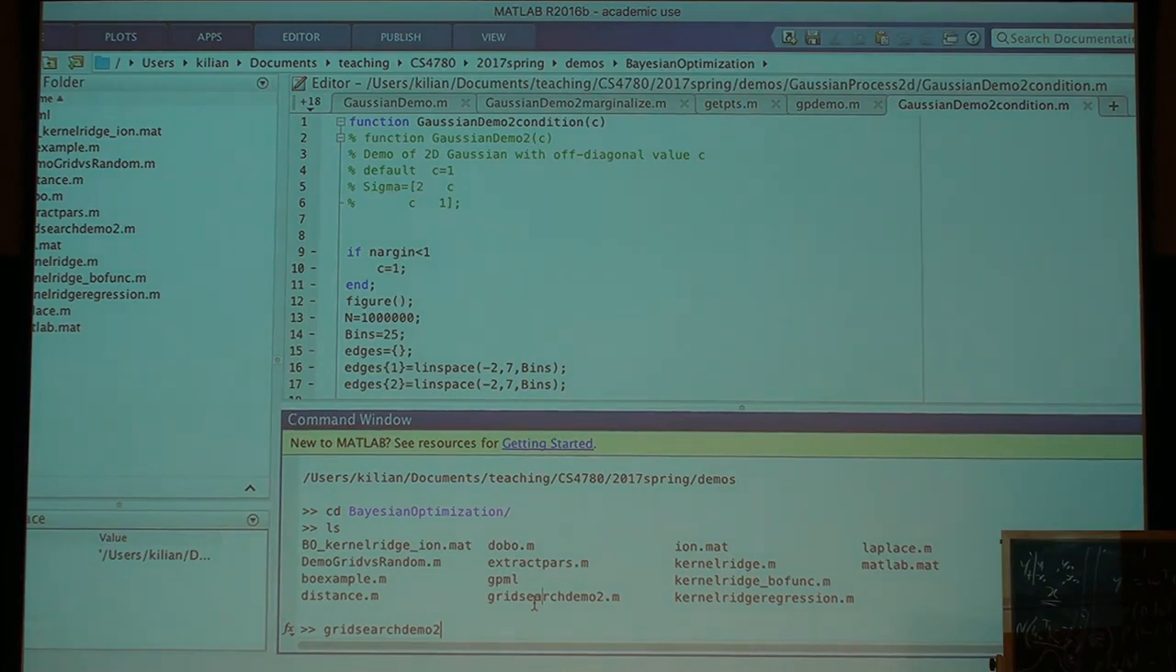And I have two methods. One is grid search: just try out any combination of these two parameters and see which one gives me the lowest error. That's reasonable, and that's widely used. Another one is to use Gaussian process regression.